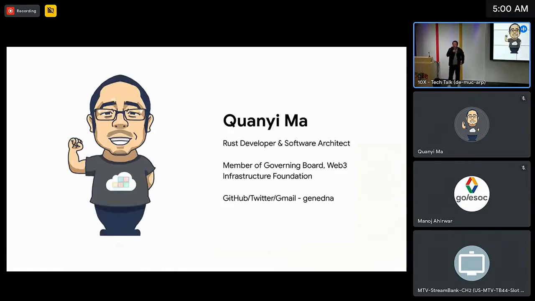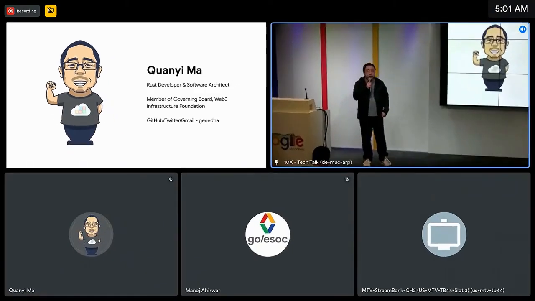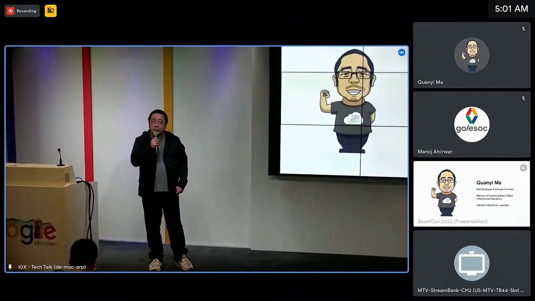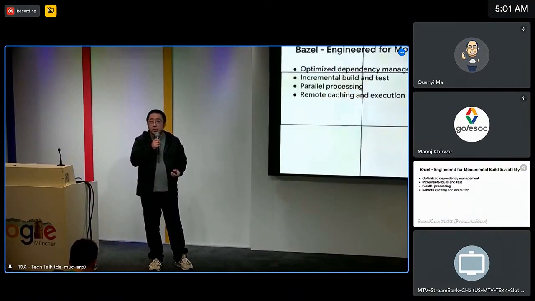I'm Quanyi Ma from the Web3 Infrastructure Foundation, which was established in Hong Kong in March of this year. The foundation aims to help open source projects build Web3 infrastructure. I'm also a Rust developer and a software architect, and you can reach me through the ID.